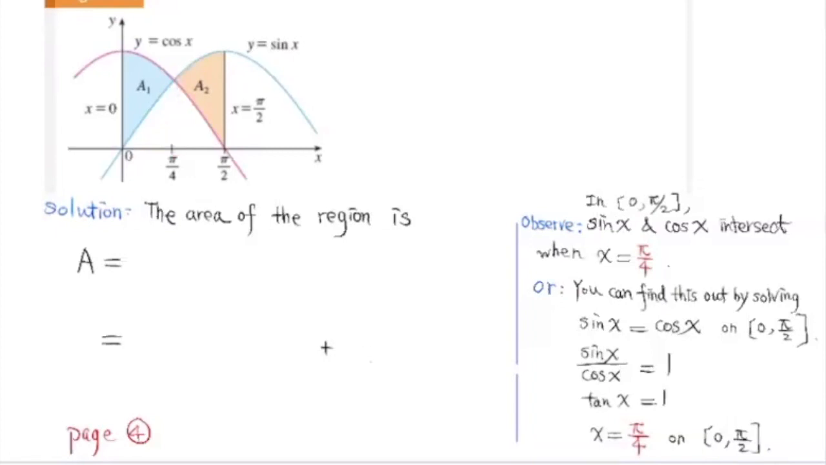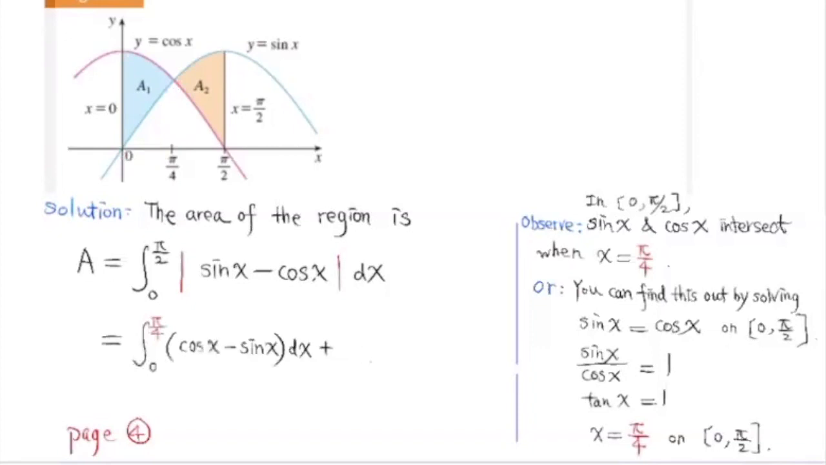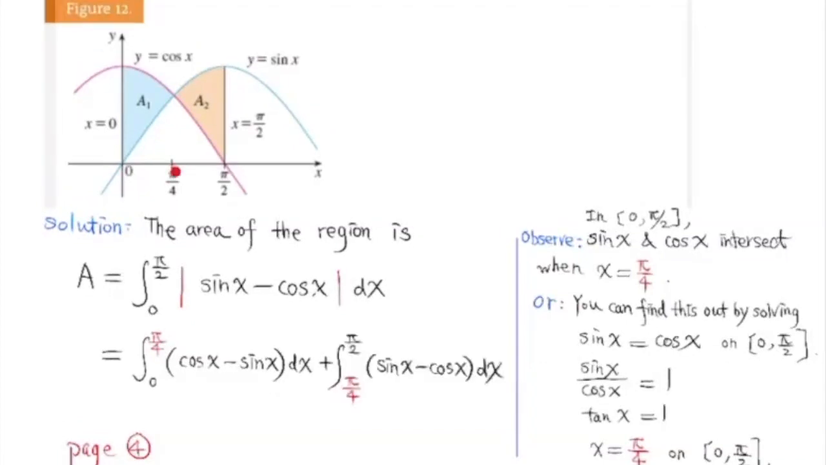So the area of the region over here, the highlighted region over here, is equal to the integral of the absolute value of sine x minus cosine x. Now from 0 to π/4, cosine x is above, sine x is below. So that will correspond to this integral cosine x minus sine x, x go from 0 to π/4. And from π/4 to π/2, sine x is above and cosine x is below. So that will be sine x minus cosine x, x go from π/4 to π/2.